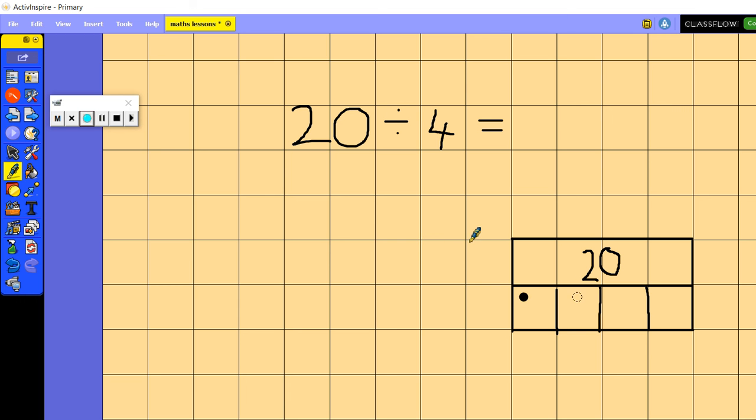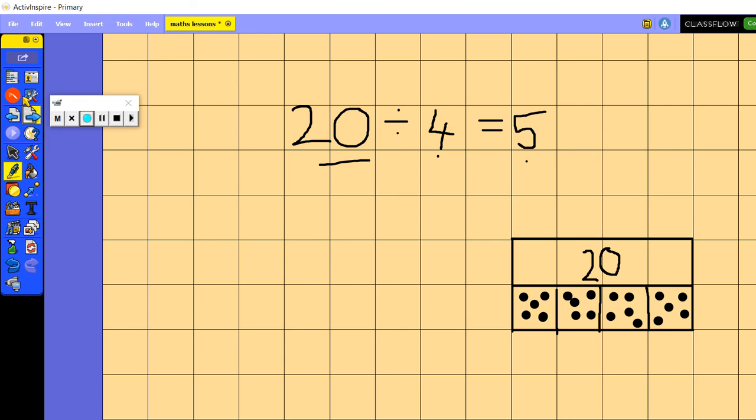Are we ready? 1, 2, 3, 4, 5, 6, 7, 8, 9, 10, 11, 12, 13, 14, 15, 16, 17, 18, 19, 20. And I'm going to stop there because, as I've said, 20 was my whole number. So I know straight away that in each box on my board there, I have got an answer of 5. So 20 divided by 4 equals 5.